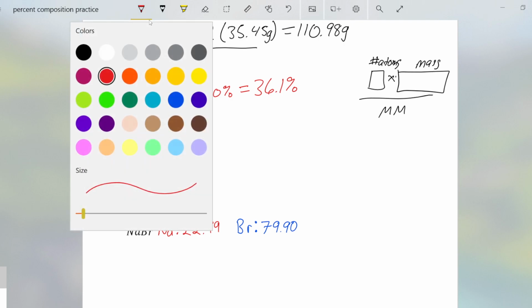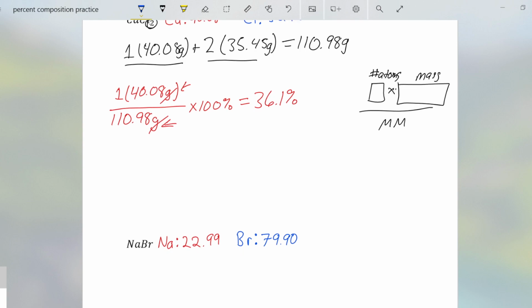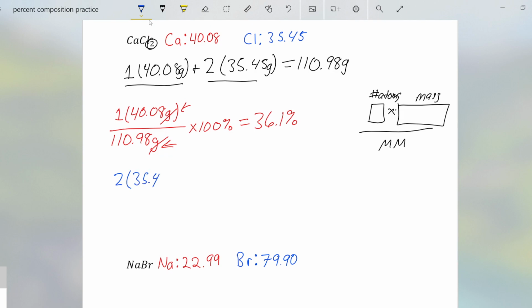Also, let's say that I want to find my chlorine's contribution to the mass. So for chlorine, like you saw when I started this video, we'll take 2 chlorines times the mass of chlorine, 35.45, and we divide that by the total mass of the molecule, 110.98 grams. And this is 35.45 grams. Again, our grams cancel, and then we multiply by 100%, and the answer we get is about 63.9%. If I add these two numbers together, 36.1 and 63.9, the answer I get is 100.